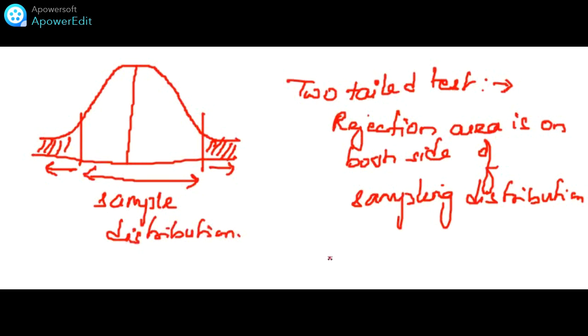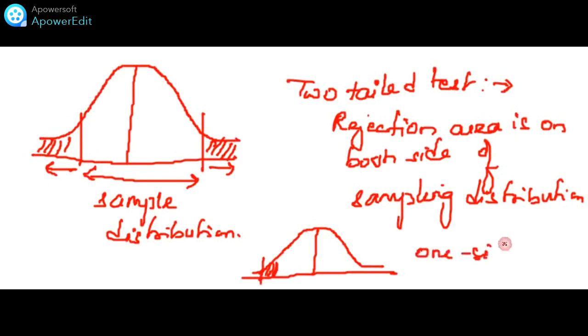And when the rejection lies only on one side, then it is a one-tailed test. This may be the right side or left side, only on one side, then it is a one-tailed test.